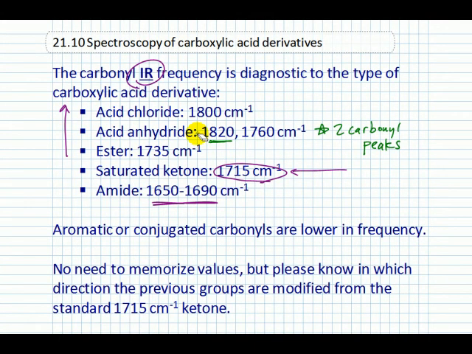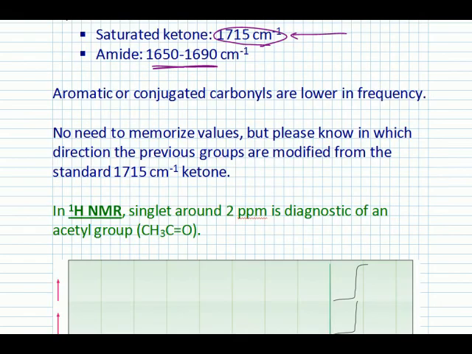I say don't memorize these specific values because they're ranges anyway, but do know that the standard is 1715, that the more reactive ones are shifted up from there. Amides are shifted down. Look for 2 carbonyl peaks for an anhydride.